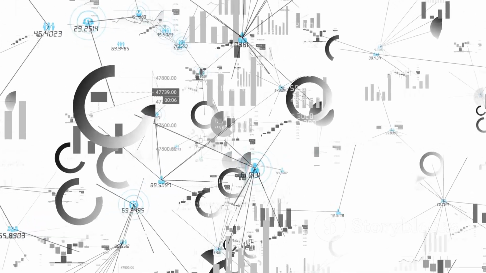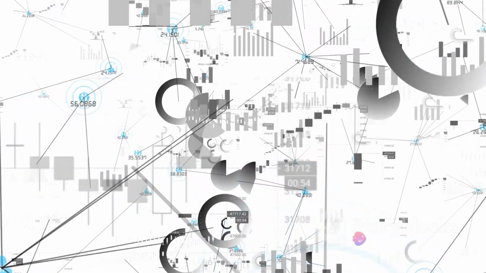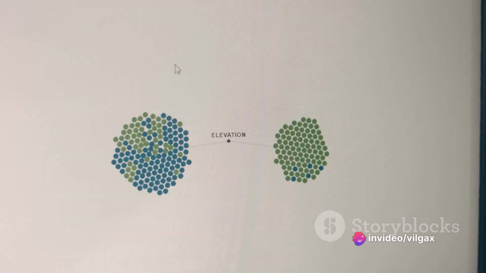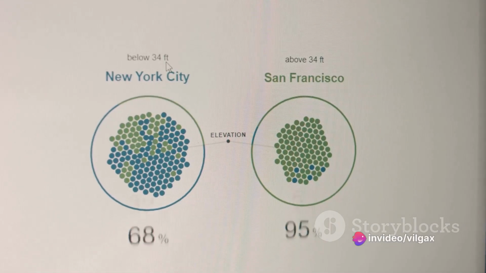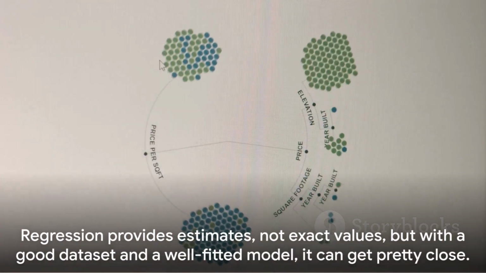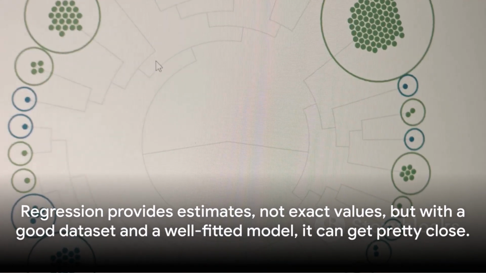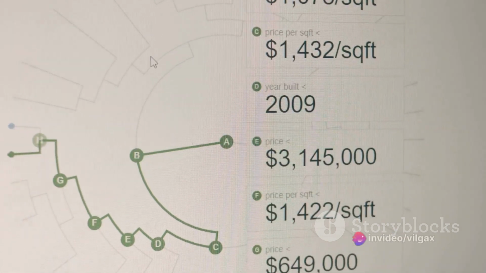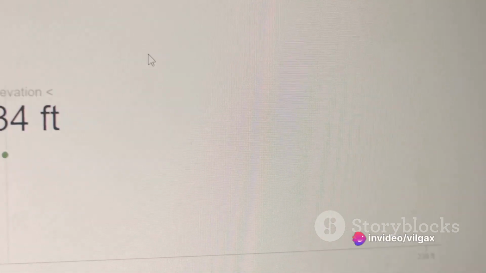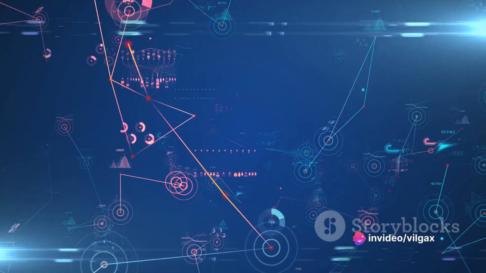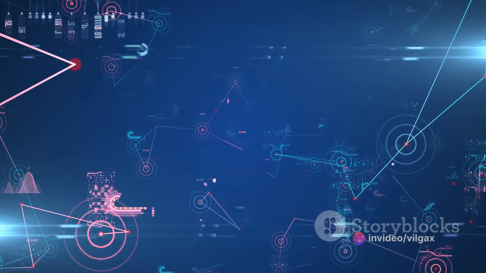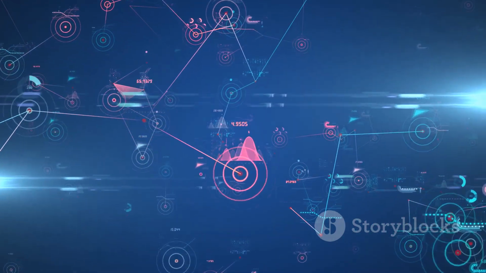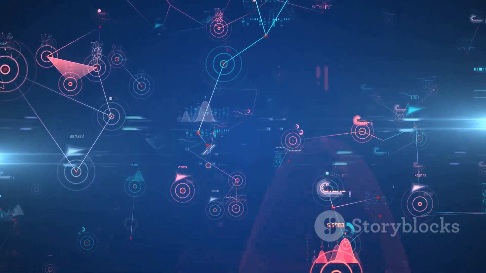To recap, regression is a statistical method used to understand the relationship between two or more variables. By creating a mathematical model, it allows us to predict one variable based on the values of others. In our example, we used regression to predict a person's weight based on their height. Remember, while it's a powerful tool, regression isn't perfect. It provides estimates, not exact values. But with a good data set and a well-fitted model, it can get pretty close. And that's the beauty of regression analysis. It turns observations into predictions, giving us a glimpse into the future based on the patterns of the past.